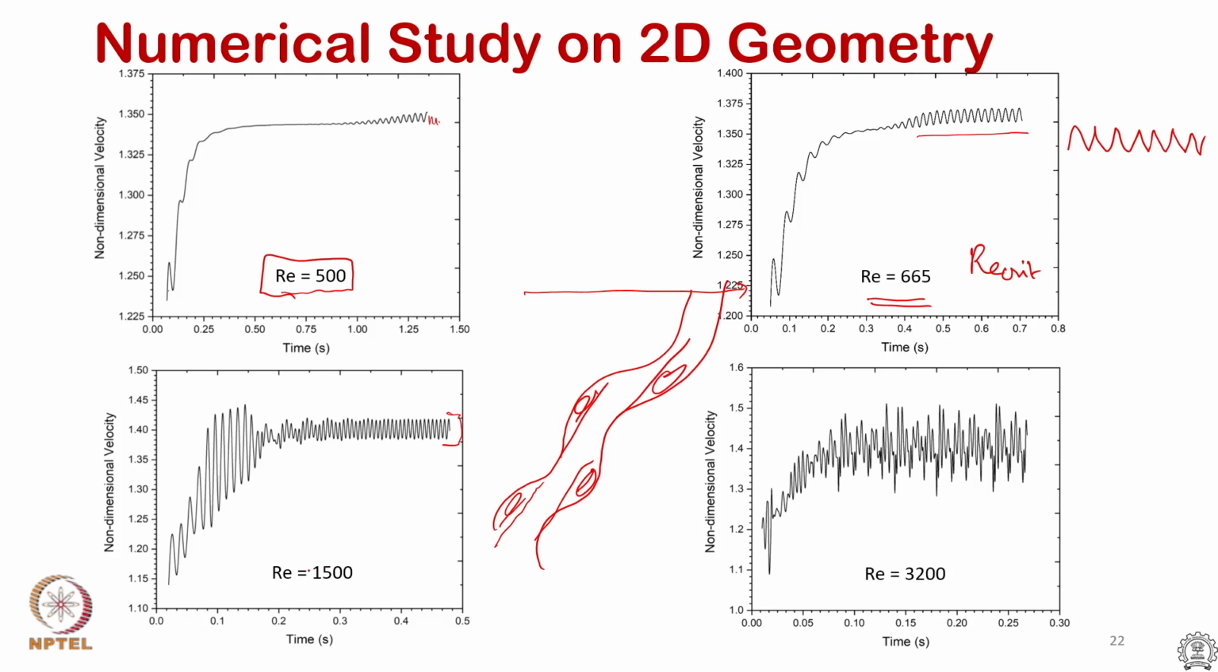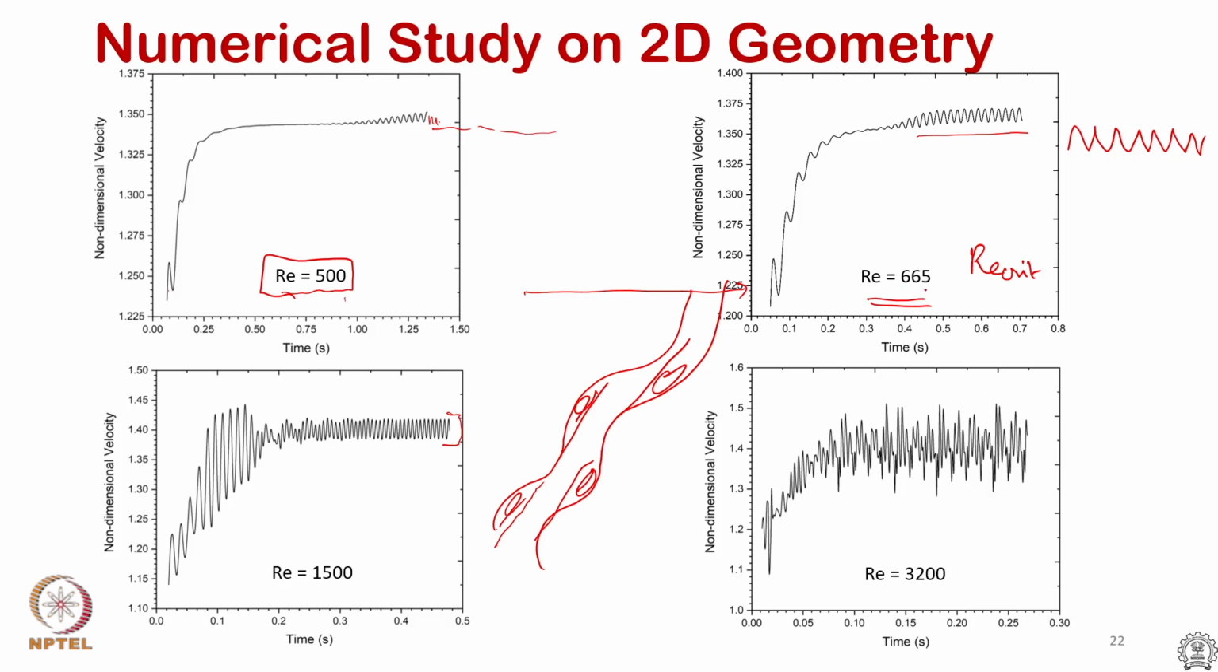So the goal here, for example, was to show you numerically at least that there is some kind of unsteady flow effects that one can encounter in these geometries. And as you can notice, as you go from 500 to 665, at 500 there were small wiggles, but actually they ended up decaying off after some time. We are not showing the entire time frame here, but it decayed off.